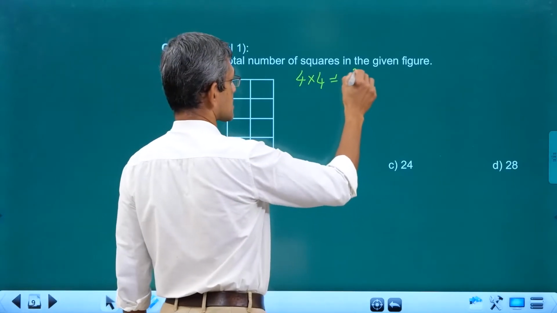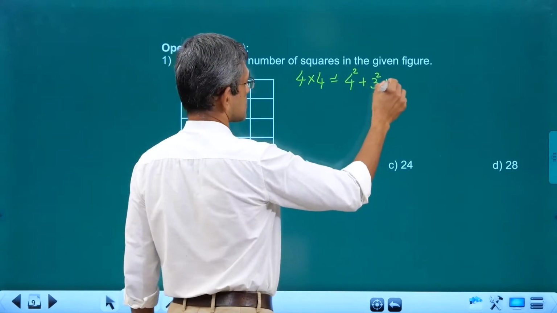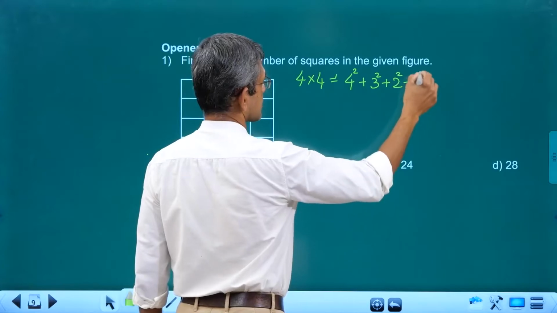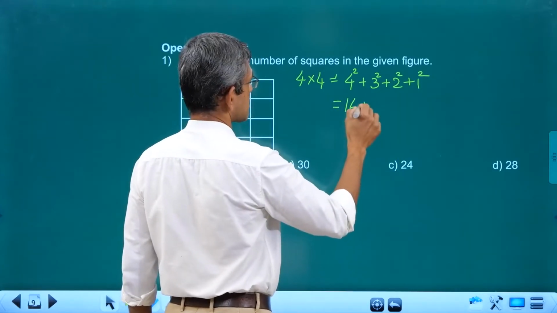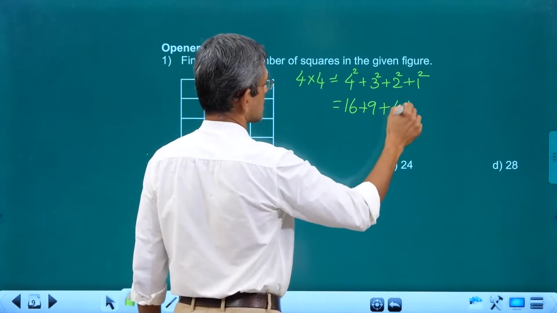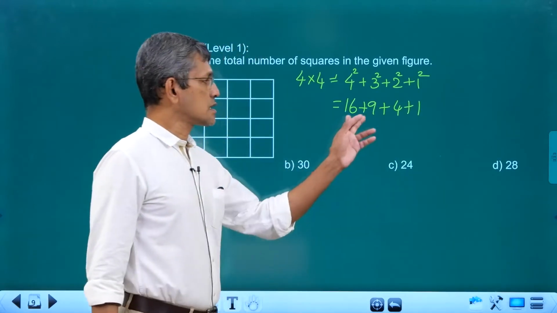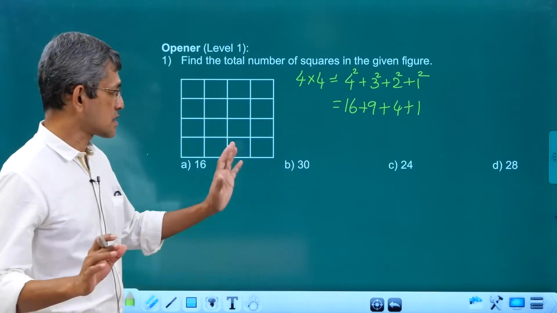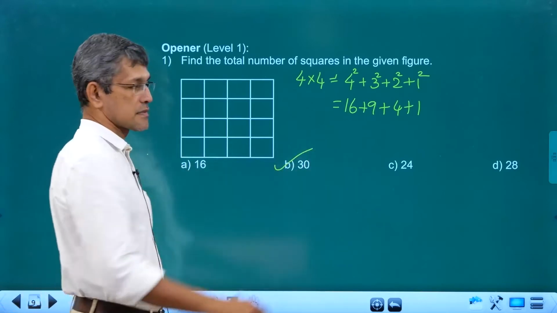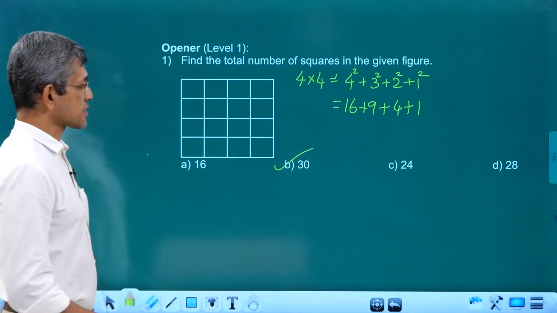4 square plus 3 square plus 2 square plus 1 square. So 4 square, 16. 16 plus 9 plus 4 plus 1. So 20, 29 plus 1, 30. That's it, 30. So 4 by 4 matrix.